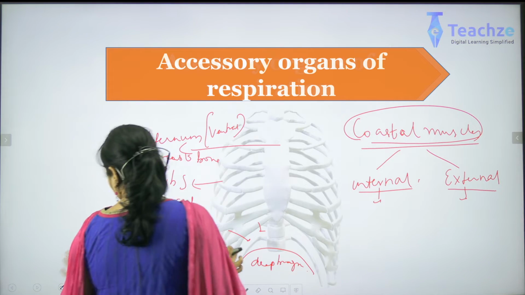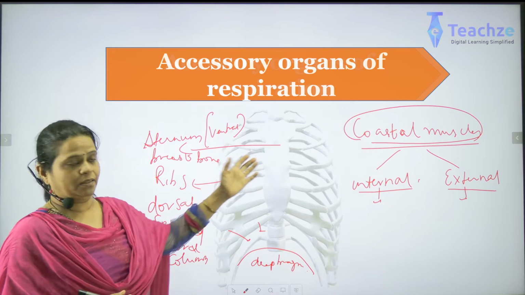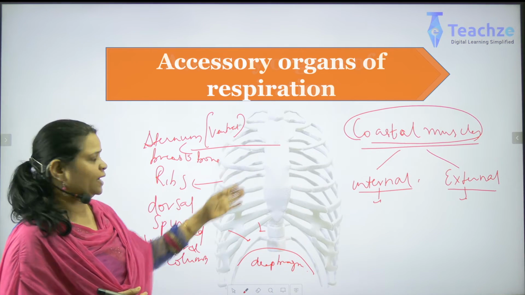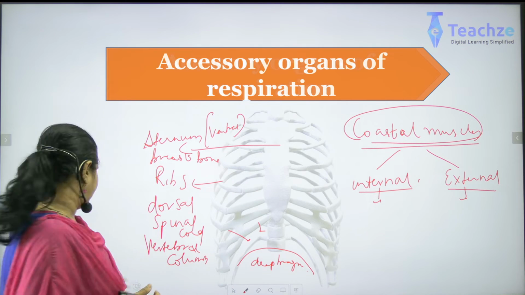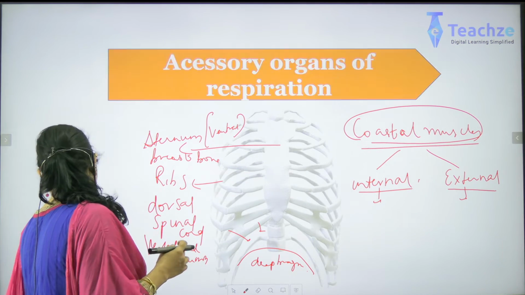Now, these are the accessory organs which help in respiration: the diaphragm, the ribs which are present here, the breastbone, as well as the spinal cord at the back. All of them will aid you during respiration.